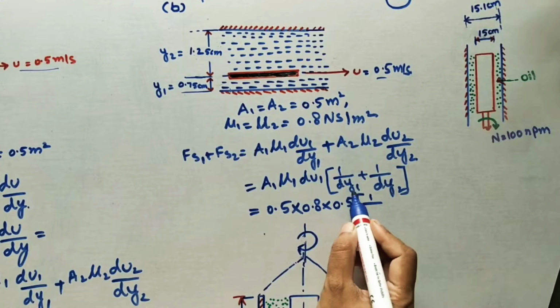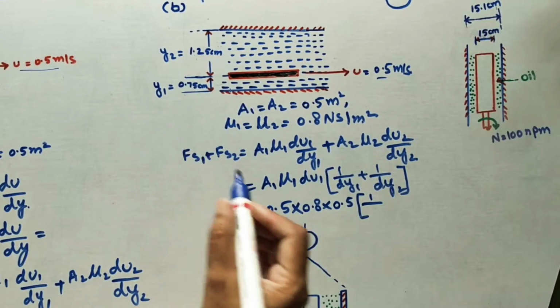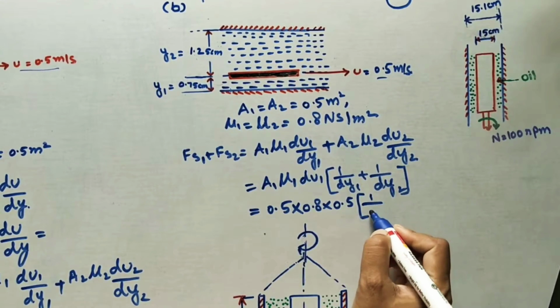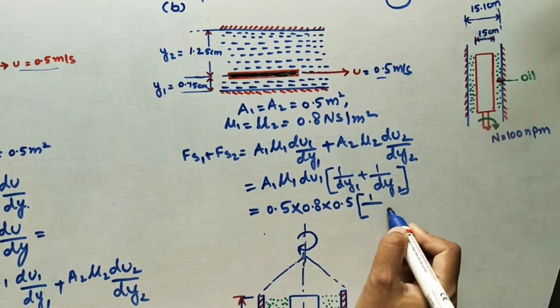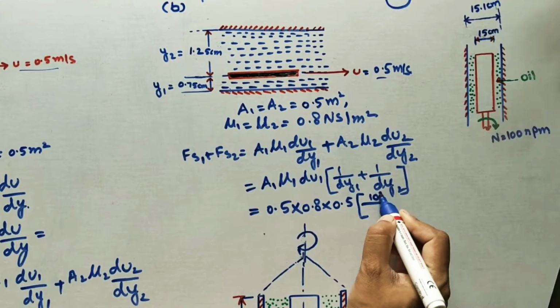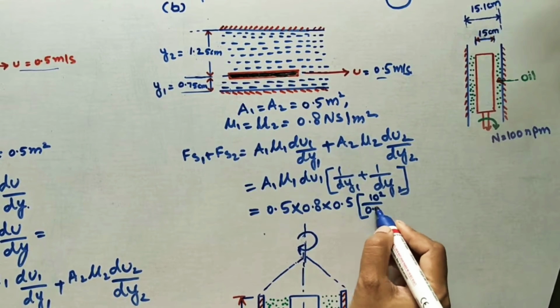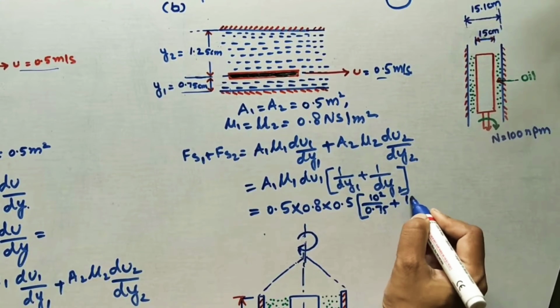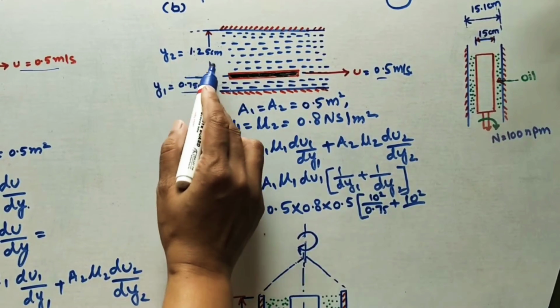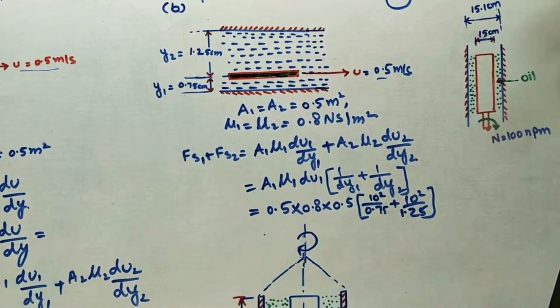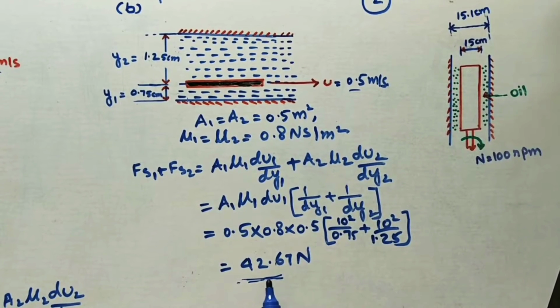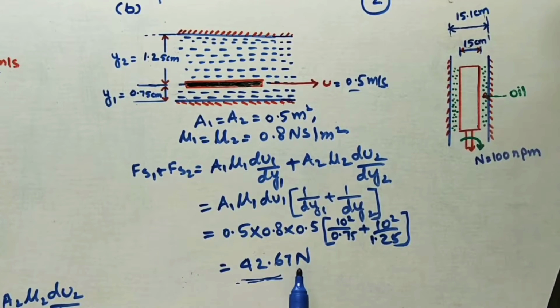So what is dy1? It is 0.75 centimeter. I am taking in terms of meter, 0.75 into 10 power minus 2. So 10 power minus 2 here it will come. I am taking here 10 square by 0.75 plus 10 square by, what is dy2? 1.25 centimeter. So I am taking 1.25. By using a calculator we got 42.67 newtons.